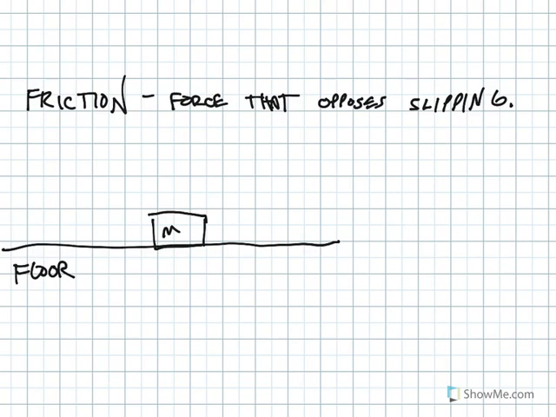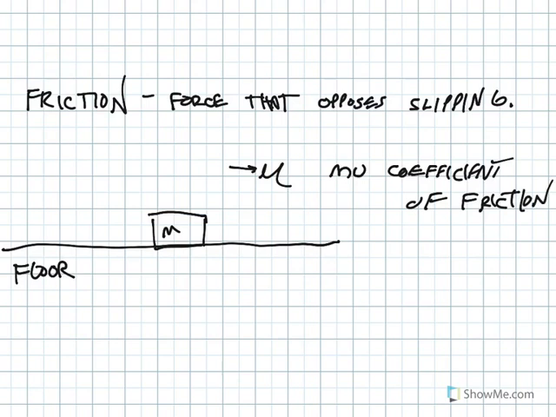So there's this number, it's a constant. It's called mu. That's the Greek letter mu, it looks kind of like an M. And it stands for a lot of things, but for our purposes right now, it is called the coefficient of friction. Coefficient of friction, mu.